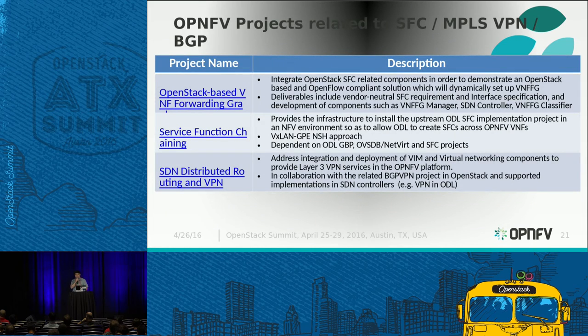And in OPNFV, we basically primarily focus on integration. So we have the VNF forwarding graph, which provides the graph description and requirements so that it can be implemented in the OpenStack project. And we have a service function chaining project which basically integrates on the back end components from ODL and the APIs from OpenStack, and the SDN VPN project also does a similar role, but focuses on the L3 VPN part.